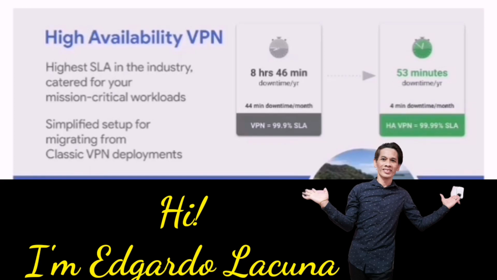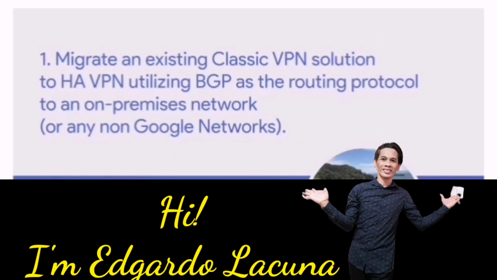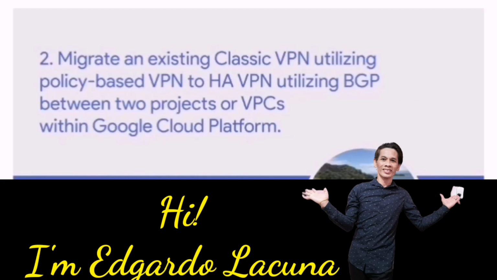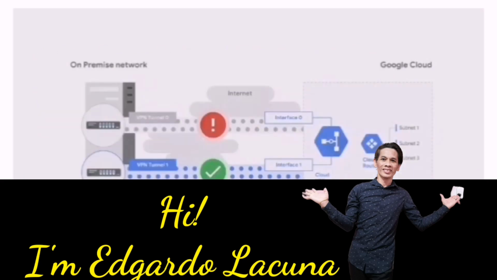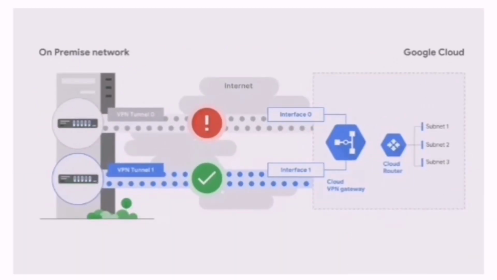to an HA solution. First, let's look at the two migration paths we will look at today. The first one is to migrate an existing Classic VPN solution to HA VPN using BGP as the routing protocol to an on-premises network or any non-Google networks. And the second is to migrate an existing Classic VPN utilizing policy-based VPN to HA VPN utilizing BGP between two projects or VPCs within Google Cloud Platform. Now let's begin by looking at the first example migration path.